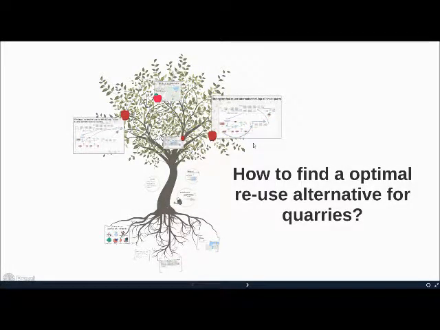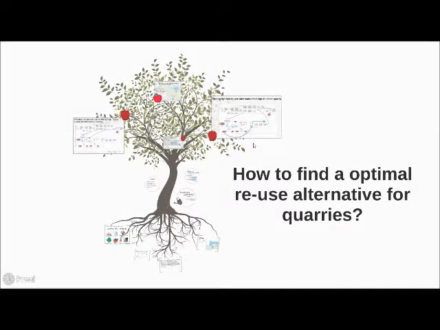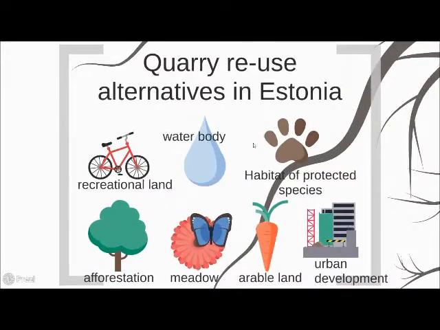Our Quarry Life project aims at answering the question of how to find the optimal reuse alternative for quarries. In Estonia, we have several possibilities to use quarries. We can create a recreational land there or turn it into a water body. We can create a forest or meadow, or use it as arable land, or create an urban development. Also, when there are some protected species present in the quarry, we should create a habitat for them.